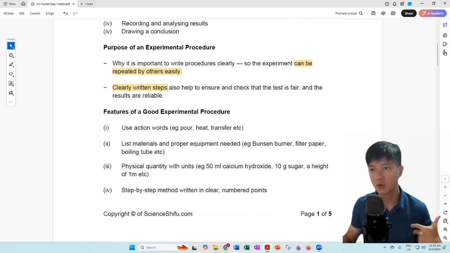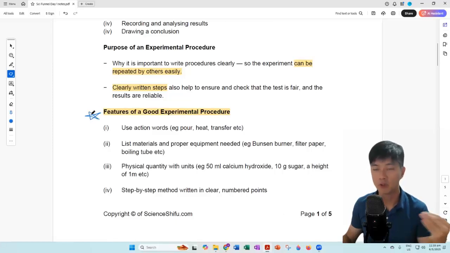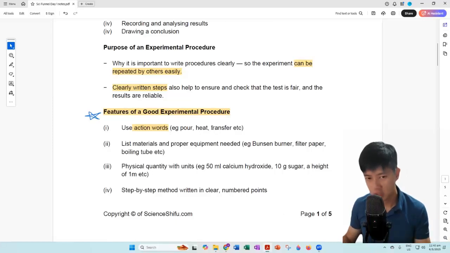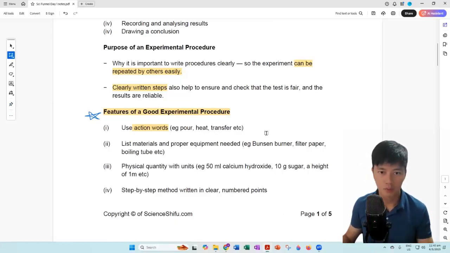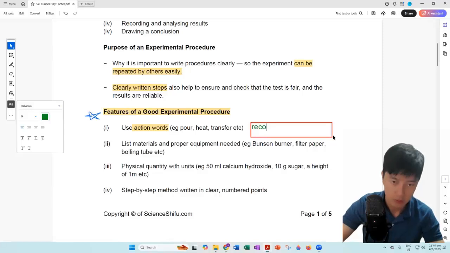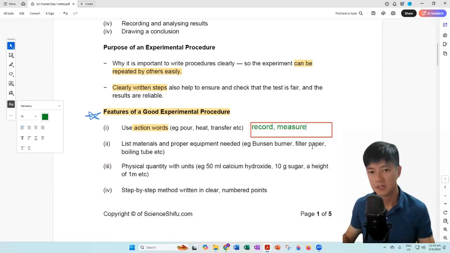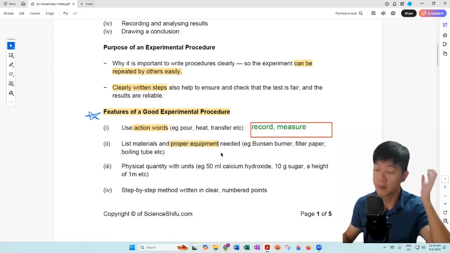So without further ado, let's have a look at some of the important features of a good experimental procedure. Now, this part here is a critical part already. I may want to ask you to put a star here. First thing first, you need to take note of writing proper action words like pour, heat, transfer, record, measure. And in the steps, you also need to include the proper equipment used. I call it apparatus.